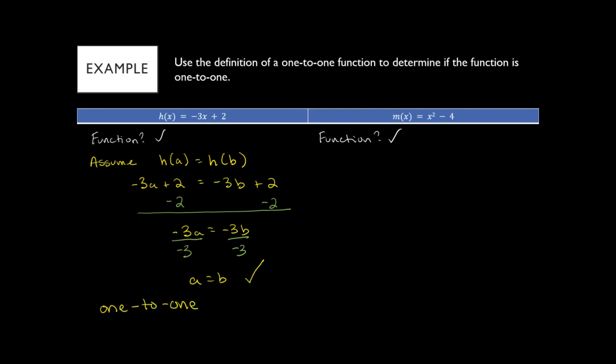If you start with your assumption and you get to your result, and it's what you wanted, then you just proved it. So we just proved that this is 1-to-1. I was able to solve and get that a was equal to b.